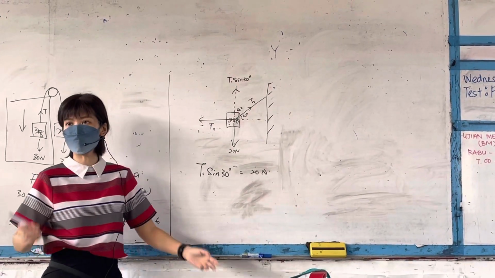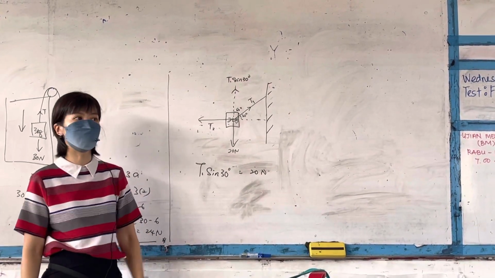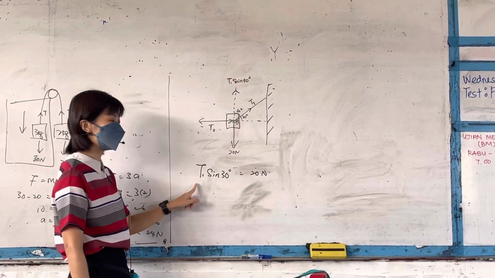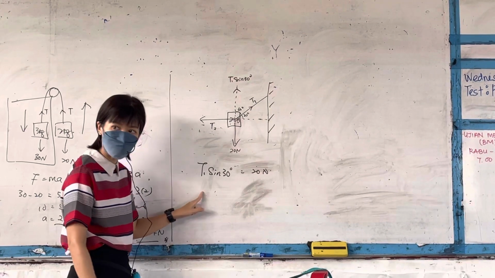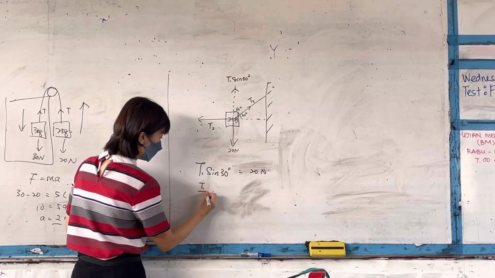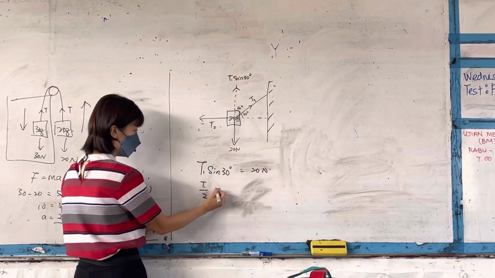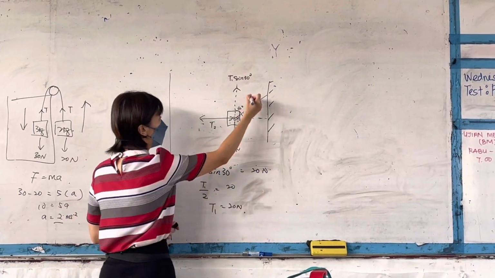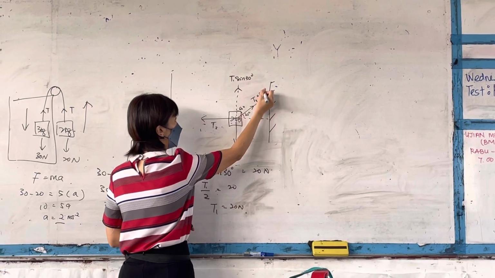Cos 60 equals sin 30, which is 0.5. So you will get the same answer. Now can I get my T1? My T1 will be equal to sin 30 is 0.5, equal to 20. So my T1 will be equal to 20 Newton. So I know that this is equal to 20 Newton already.